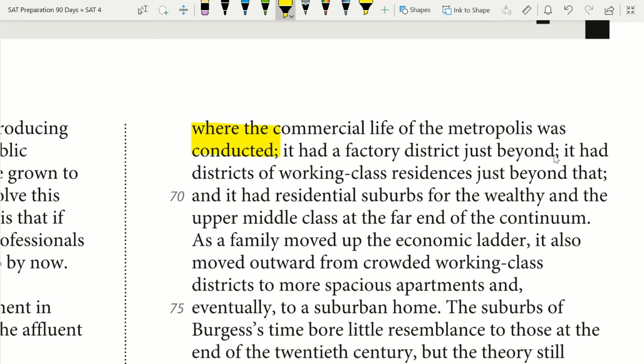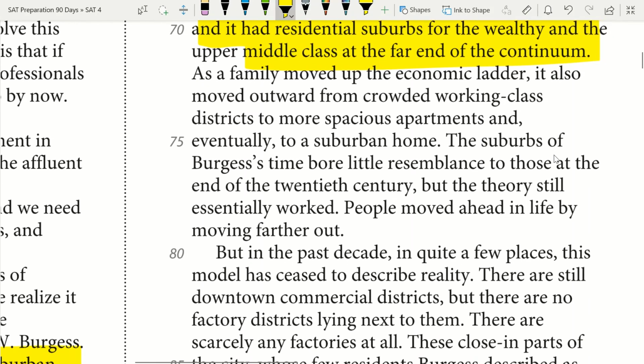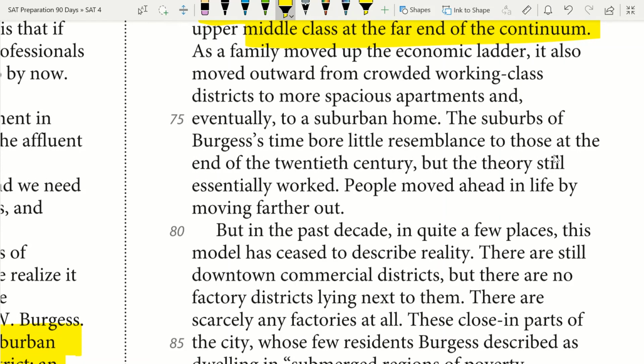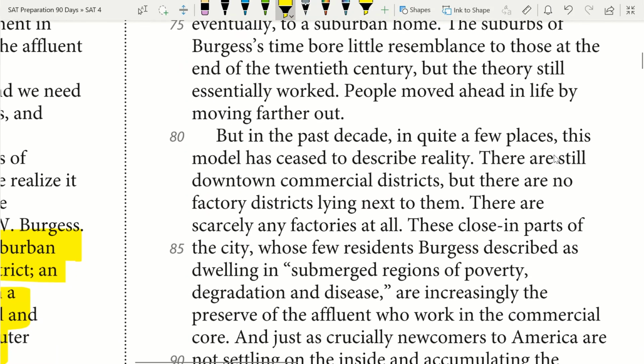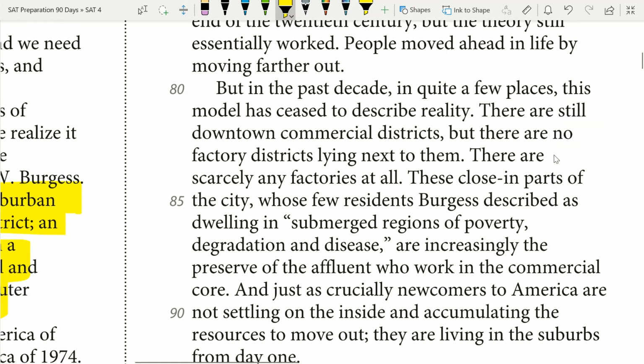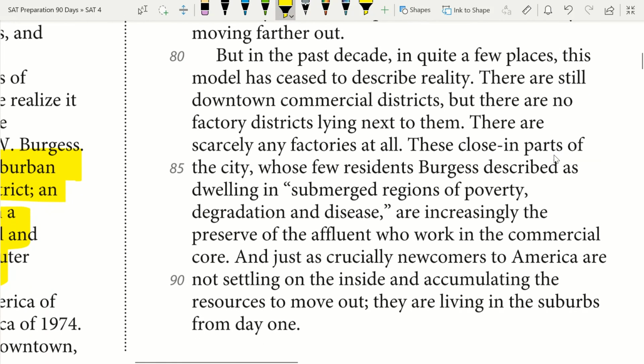It had a factory just beyond it. It had districts of working class residences just beyond that, and it had residential suburbs for the wealthy and upper class at the far end of the continuum. As a family moved up the economic ladder, it also moved outward from crowding working class districts to more spacious apartments and eventually to a suburban home. The suburbs of Burgess's time bore little resemblance to those at the end of the 20th century, but the theory still essentially worked. People moved ahead in life by moving farther out. But in the past decade, in quite a few places, this model has ceased to describe reality.